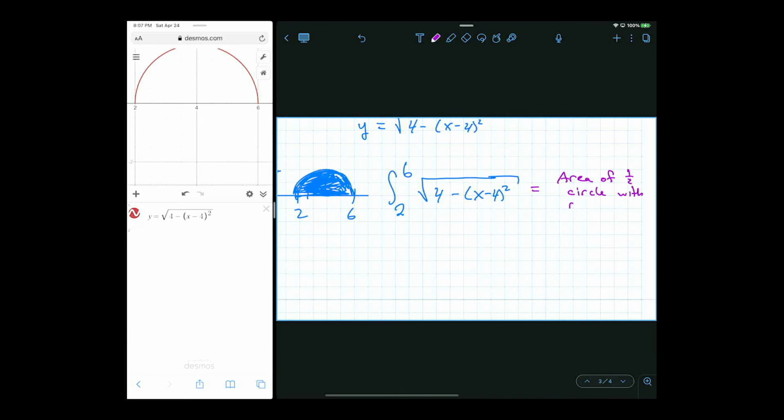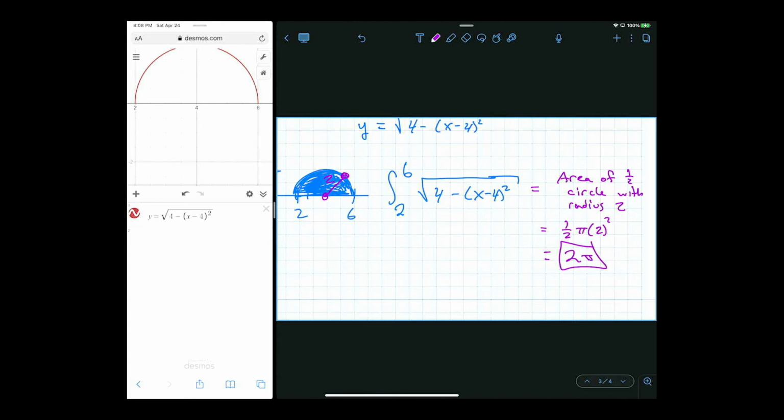What's the radius? That's 2, right? Hard to see that. But from 2 to 6 is 4. So the radius is half of that, so it's 2. So 1/2 pi r squared again, and that is 2 pi. So that's as simple as that.